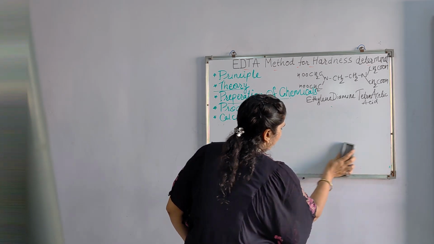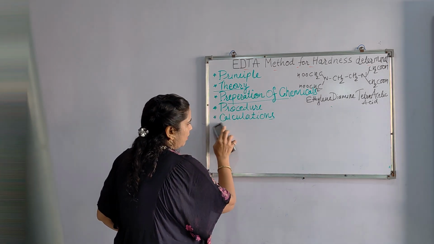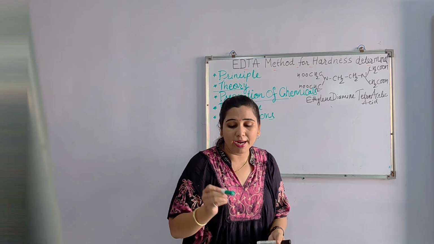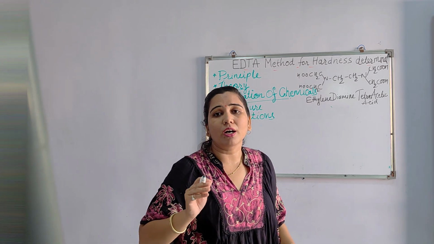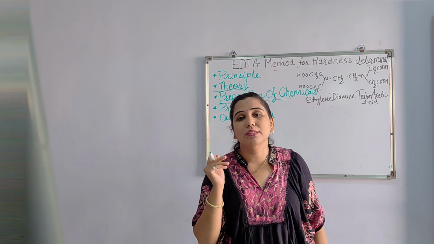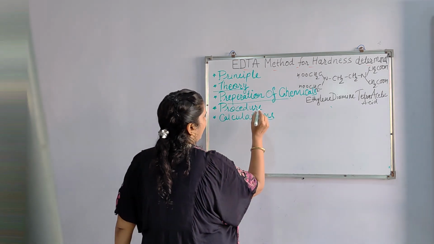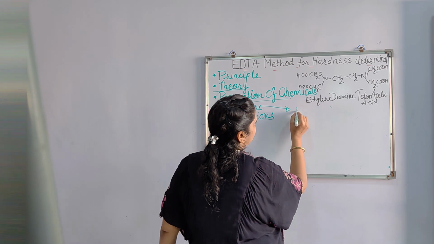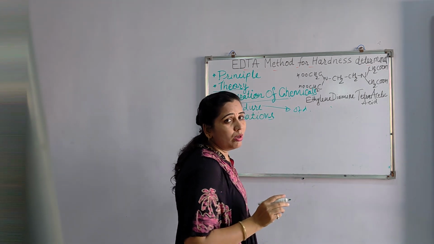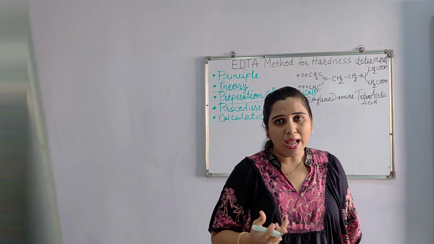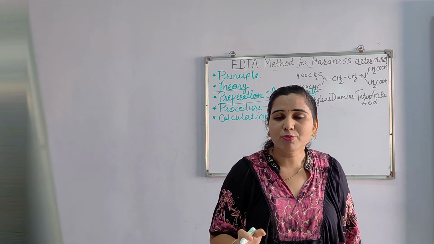In the first step, the reaction with a standard hard water. Second is the reaction with the unknown hard water, and third is the reaction with a boiled hard water sample. So first we will carry out the procedure with a standard hard water sample. This procedure must be carried out in the lab, so we will need some apparatus from the lab.